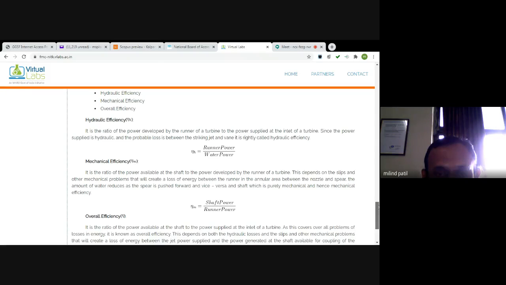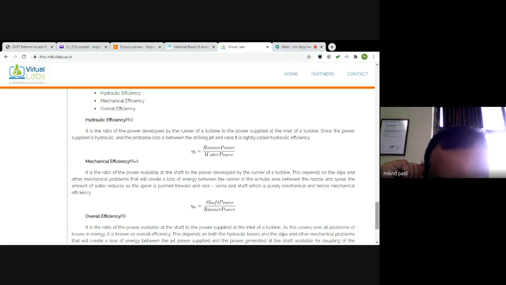Hydraulic efficiency, we define it as runner power upon water power. Water power means the power which is available inside the dam. And runner power means, after having a loss of friction in the penstock and nozzle, the inlet kinetic energy is allowed to impinge over the blades of the Pelton turbine, and the power which is available at the bucket or the runner of that turbine, we call it the runner power.